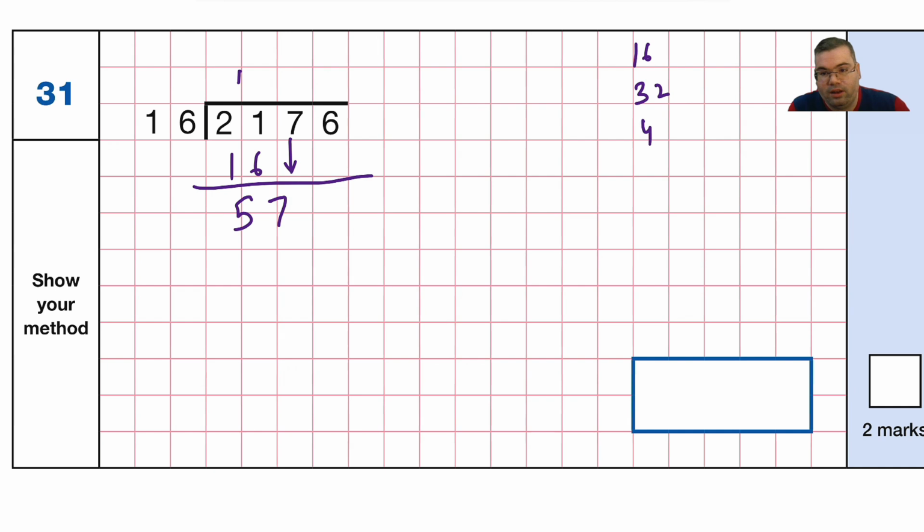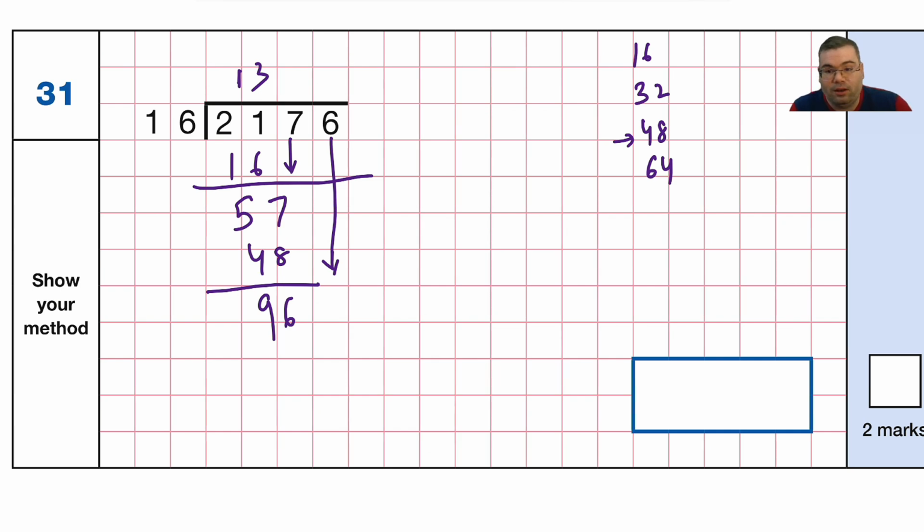Then again add 16 here, that is 48. Again add 16 here, that is 64, right? So we know that it goes on 3 times table. So 16 times 3, that is 48. Okay, so when we subtract 57, take away 48, that is 9. Again, we will carry 6 here, so 96, right?